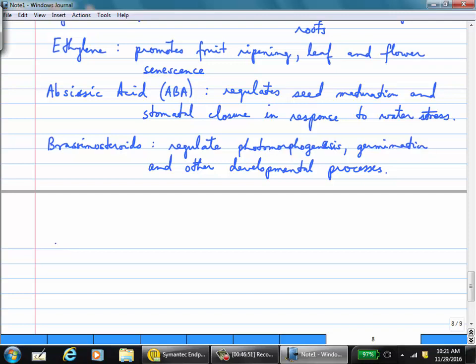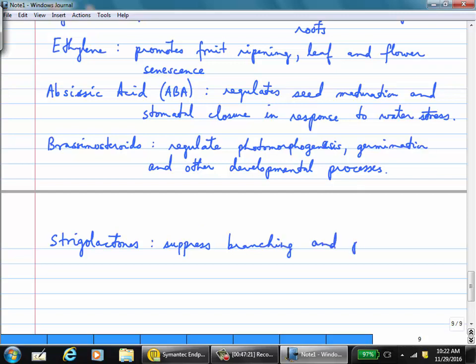The next hormone that you have is called strigolactones. These suppress, see, when a plant is growing, is it going to grow more upwards or is it going to produce lateral branches? Again, that is dependent on signaling and hormones. So strigolactones basically suppress branching and promote rhizosphere interactions.